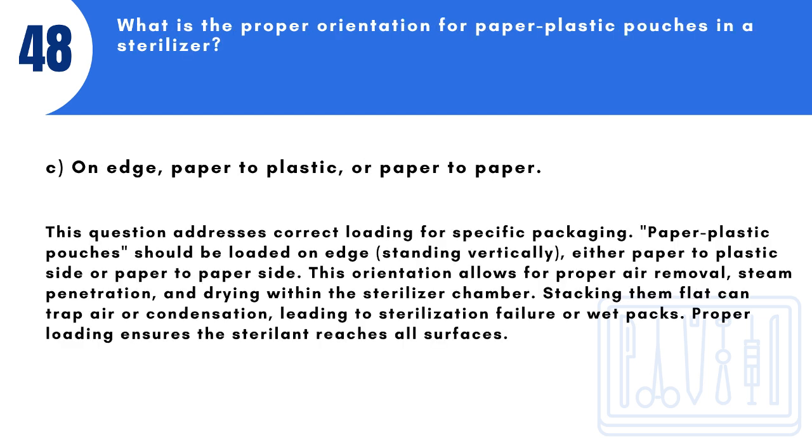Answer: C. On edge, paper to plastic, or paper to paper. This question addresses correct loading for specific packaging. Paper plastic pouches should be loaded on edge, standing vertically, either paper to plastic side or paper to paper side. This orientation allows for proper air removal, steam penetration, and drying within the sterilizer chamber. Stacking them flat can trap air or condensation, leading to sterilization failure or wet packs. Proper loading ensures the sterilant reaches all surfaces.